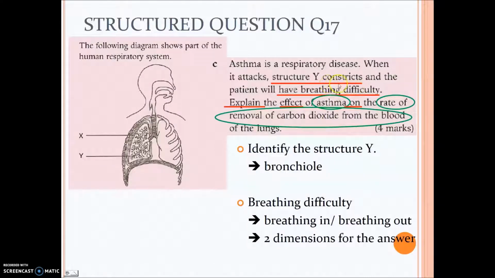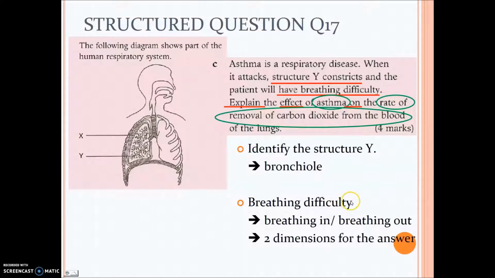The lumen size will become smaller, and then the patient will have breathing difficulty. For this point, I would like to tell you that breathing difficulty can be divided into two types. One is breathing in difficulty, and the other type is breathing out difficulty. So there will be two dimensions for the answer, but answering either one of the dimensions is okay.